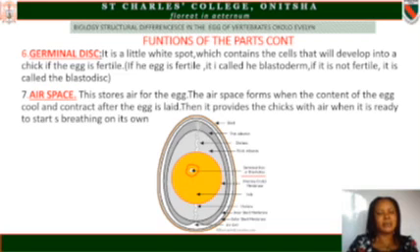Then another part is the air space. This stores air for the egg. The air space forms when the contents of the egg cool and contract after the egg is laid. Then it provides the chick with air when it is ready to start breathing on its own.